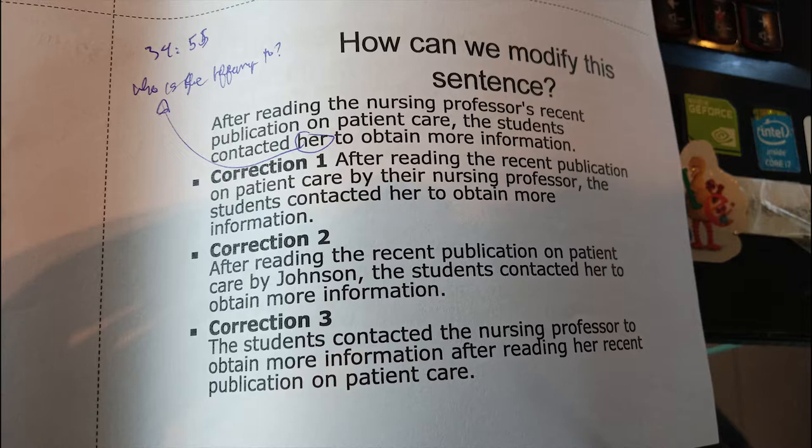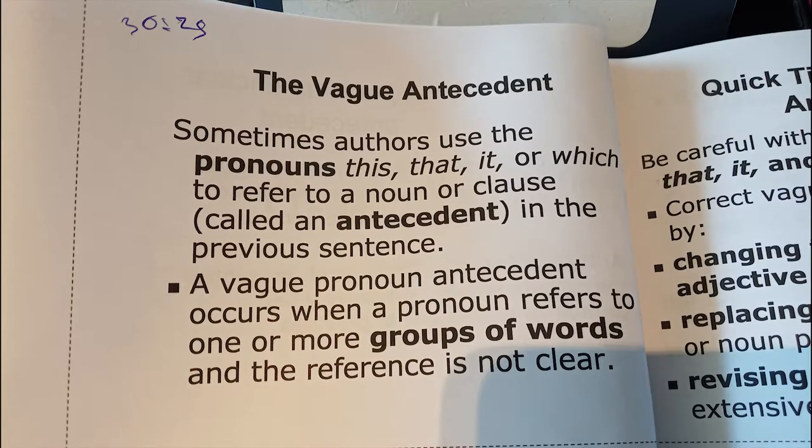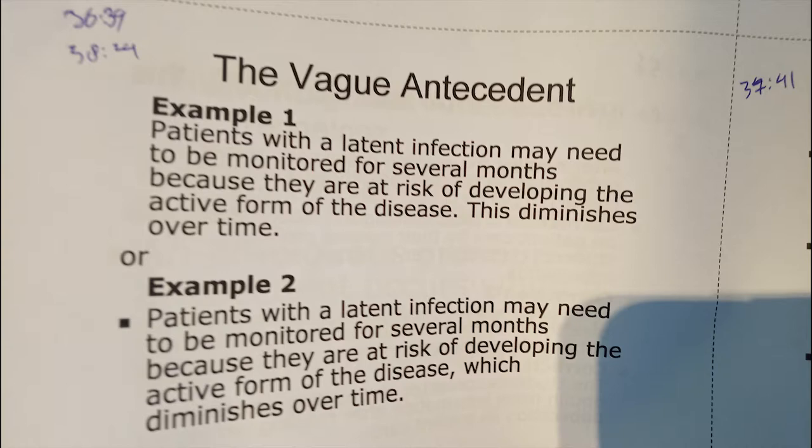My last pronoun error is called the vague or unclear antecedent. Let me show you an example. This came from my NTU class. One of my students wrote this sentence. She said, patients with a latent infection may need to be monitored for several months because they are at risk of developing the active form of the disease. This diminishes over time.